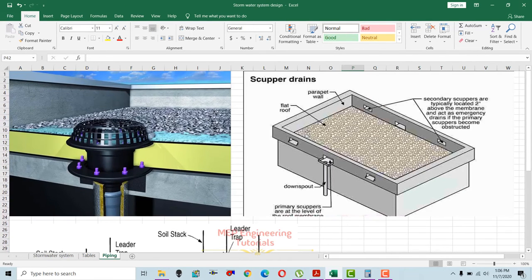One more thing you can see in here: this is the roof, and this is the roof drain through which water will be drained down. This is basically a primary scupper, and here you can also see that we have secondary scuppers. These are the secondary scuppers installed in the parapet wall. In case this drain is blocked or clogged, water will drain down from the secondary scuppers, as you can see in here. And these scuppers are normally installed 2 inches above the roof level.